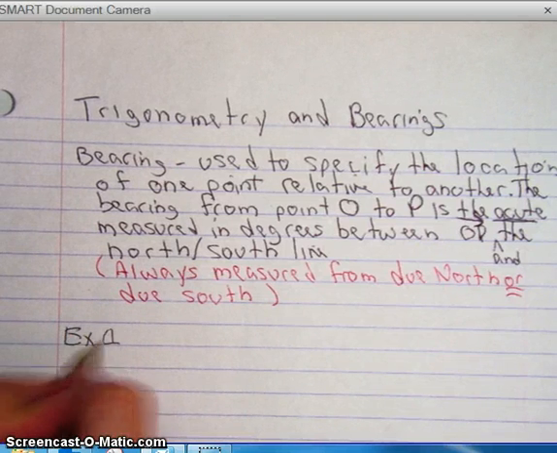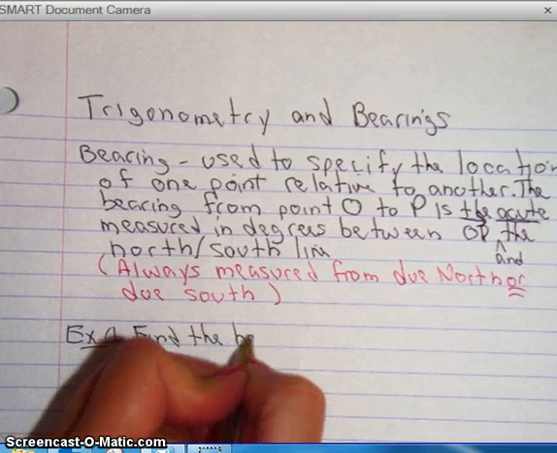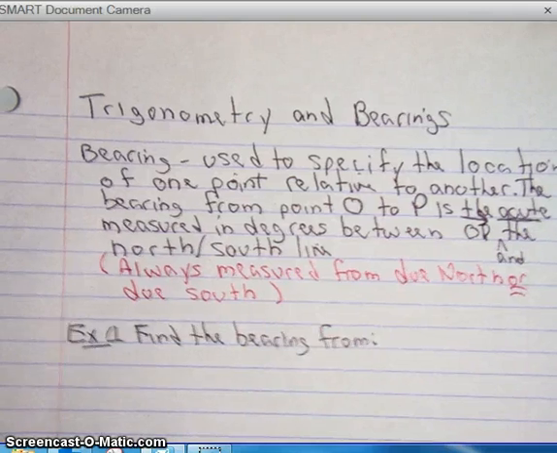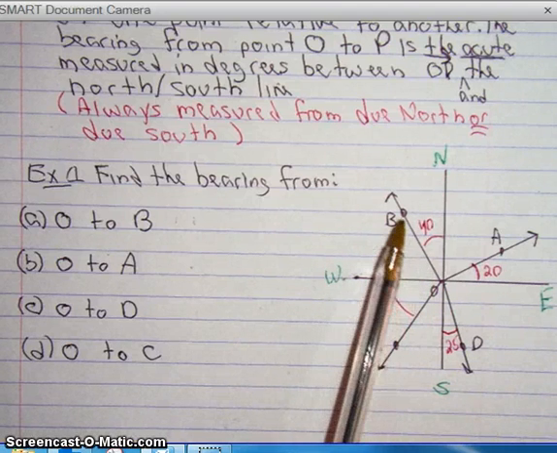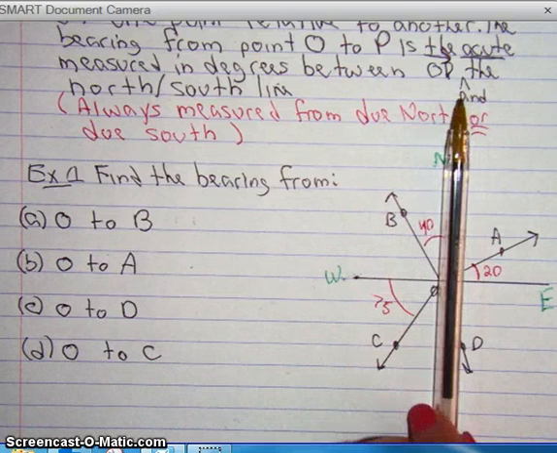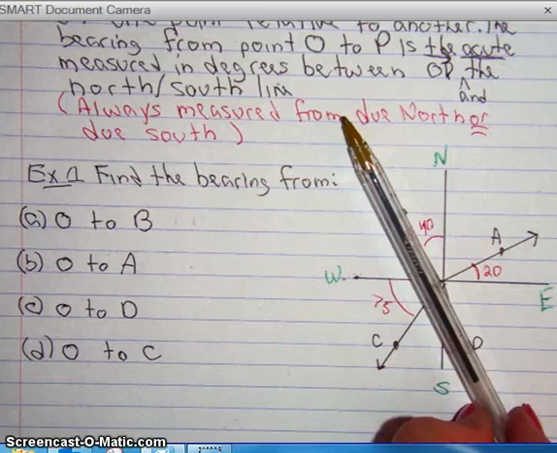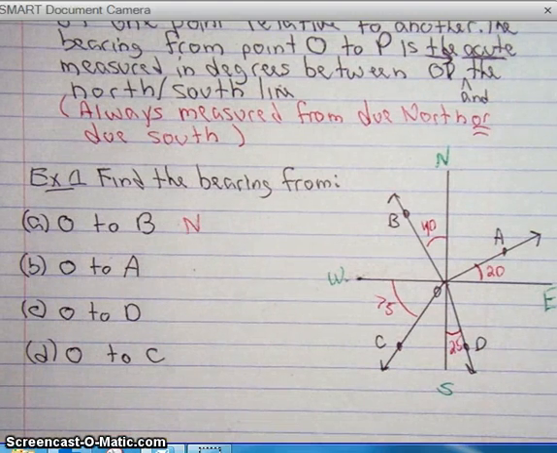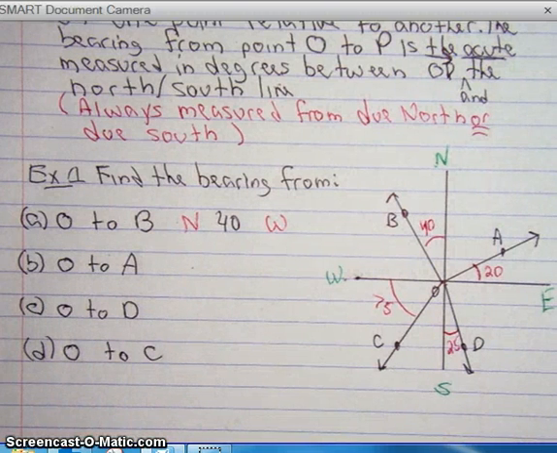Example 1. Find the bearing from either N for north or S for south. Okay, so if we're talking ray OB, is it closer to the due north or due south? North. So the bearing has to be measured from due north towards which direction? West. So the bearing is north 40 degrees west.